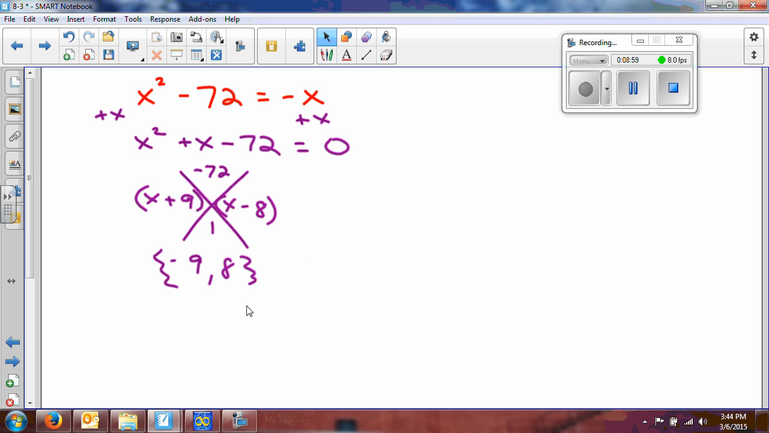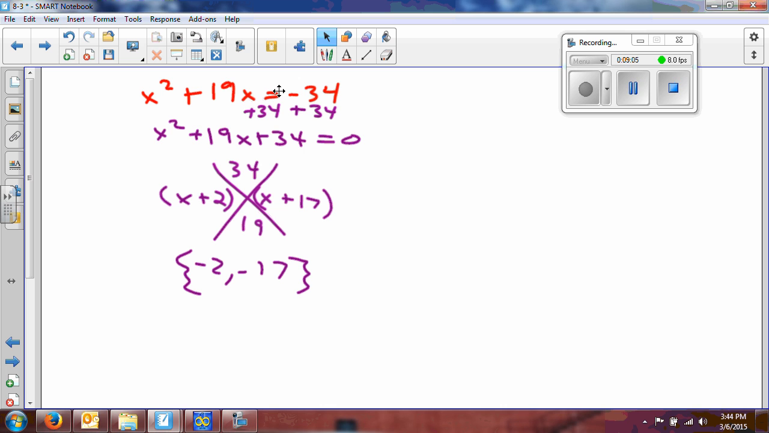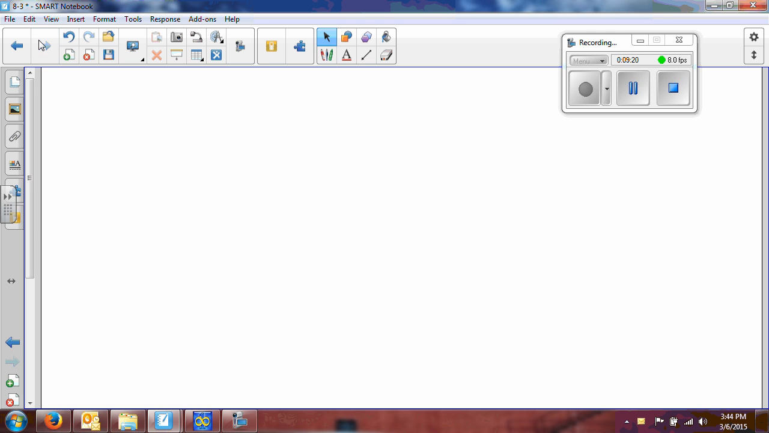Okay. I'm speeding through this as much as I can for you guys. Feel free to pause the video, rewind the video, stuff like that. Okay. Another one where we don't have equals 0, so we're going to add 34 to both sides. X squared plus 19x plus 34 equals 0. 34 on top, 19 on bottom. Find your two numbers, take the two opposites. Okay. So if you don't have equals 0, we can get equals 0.